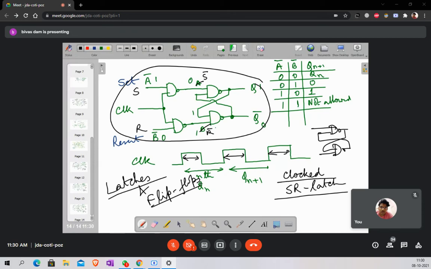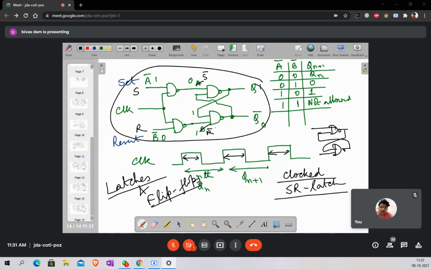So the distinction between the flip-flop and latch is, in the case of a latch, there may or may not be any clock signal, but in the case of a flip-flop, there will always be one clock signal. This is one point. The second point is, in the case of a clock latch, the output depends on the clock active level. So whenever in the circuit you have the clock active level, the output will get affected by the input. That means the output is level sensitive with respect to the clock. I repeat, in the case of a clock latch, the outputs are level sensitive with respect to the clock.